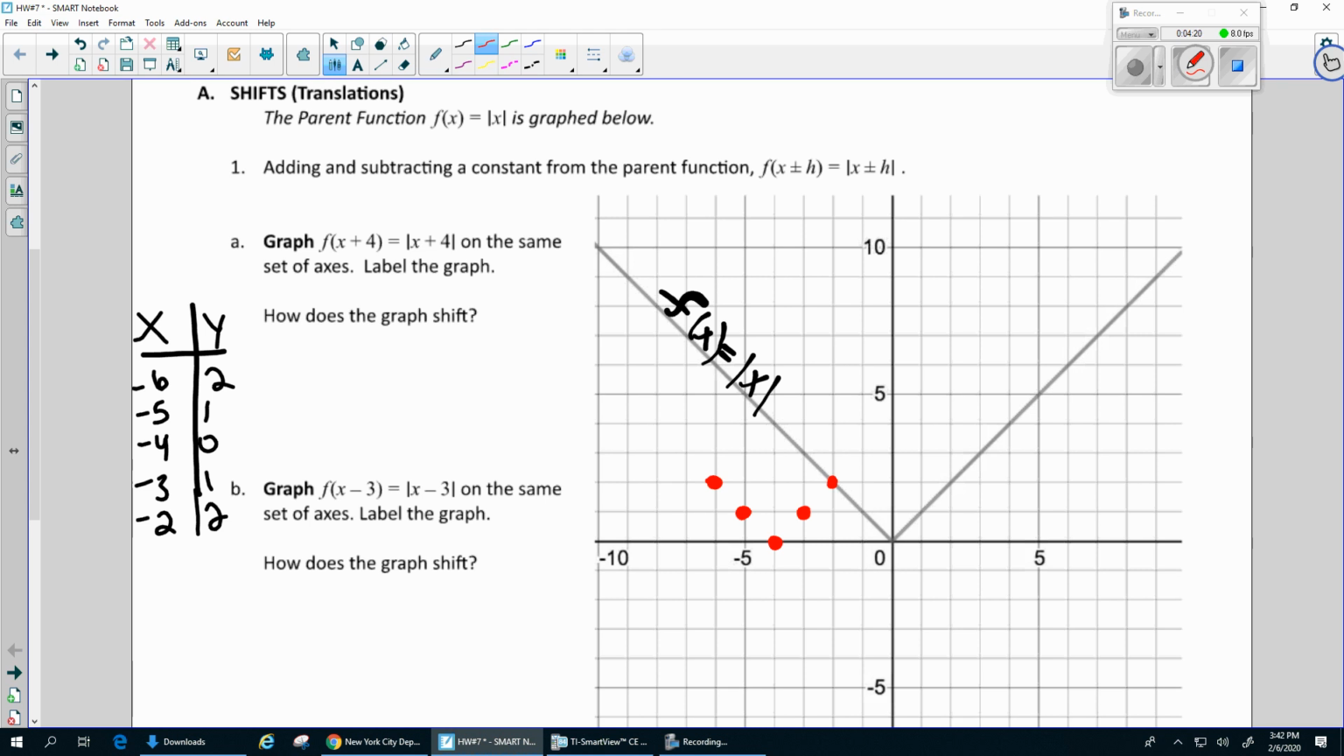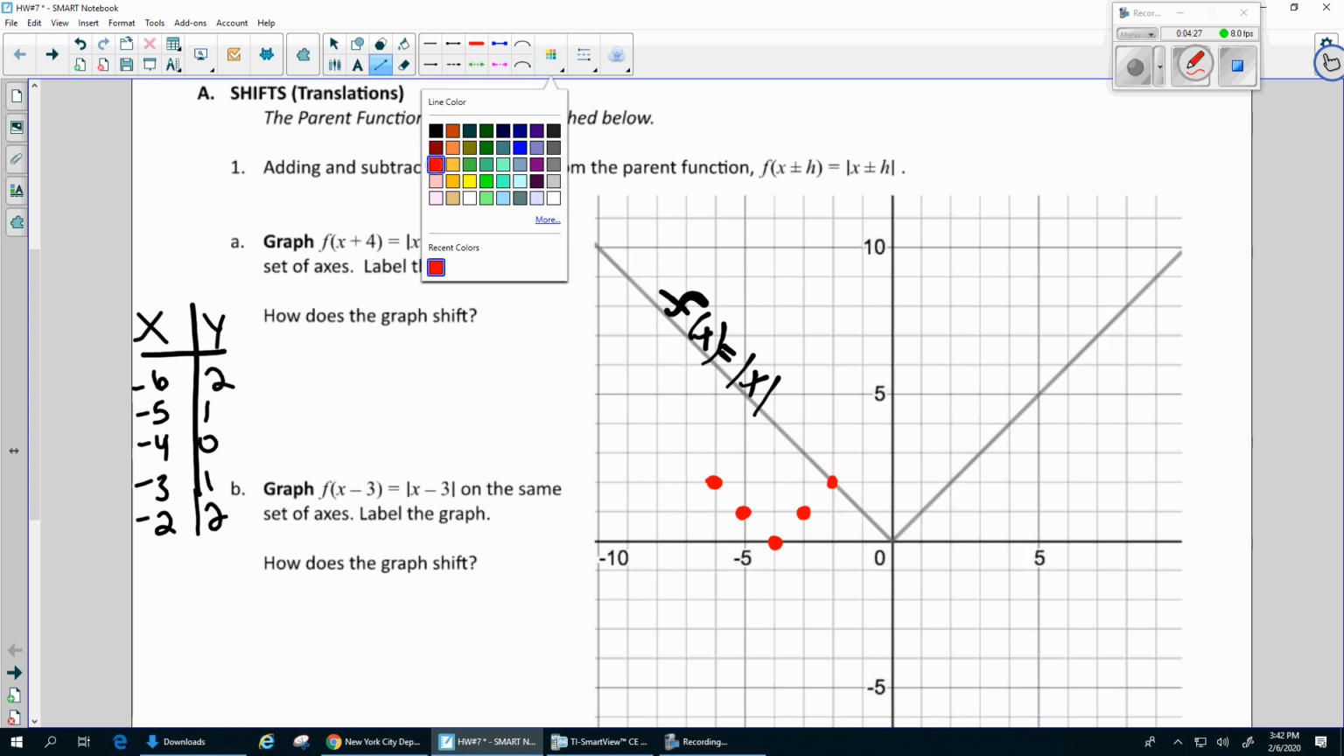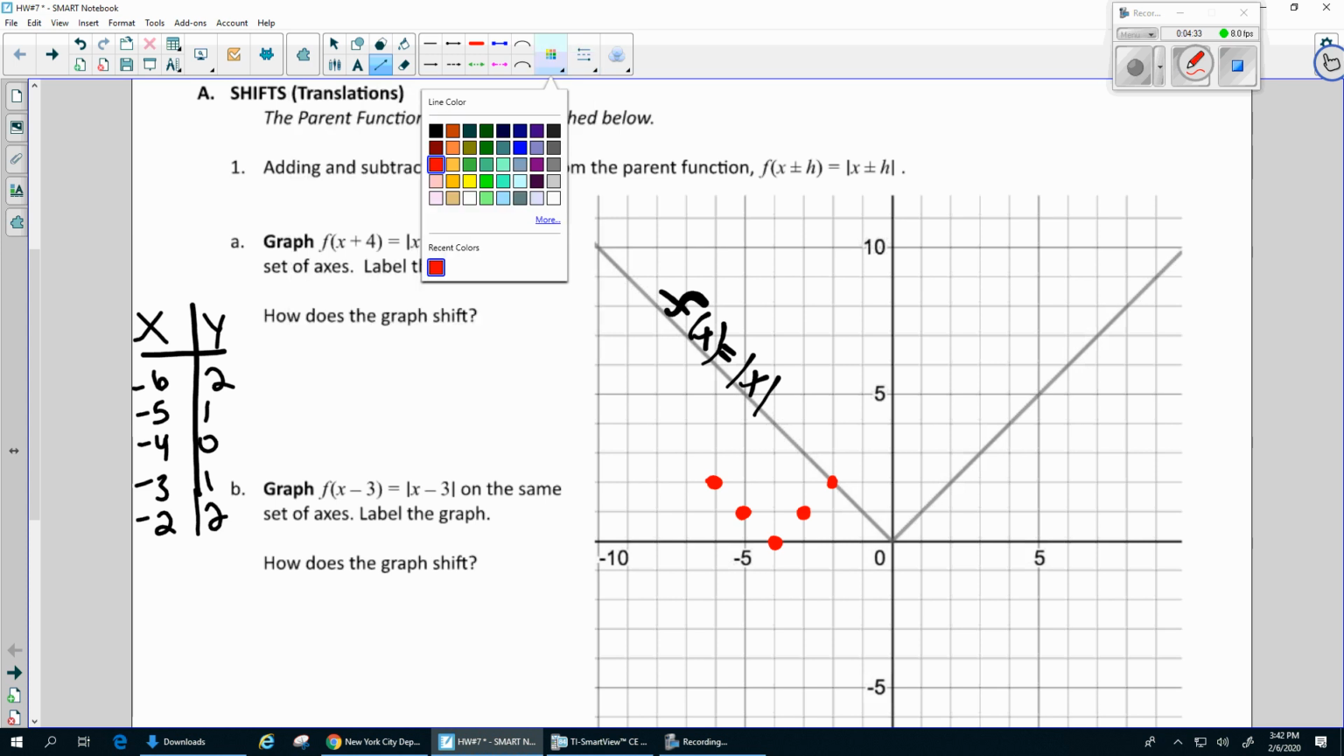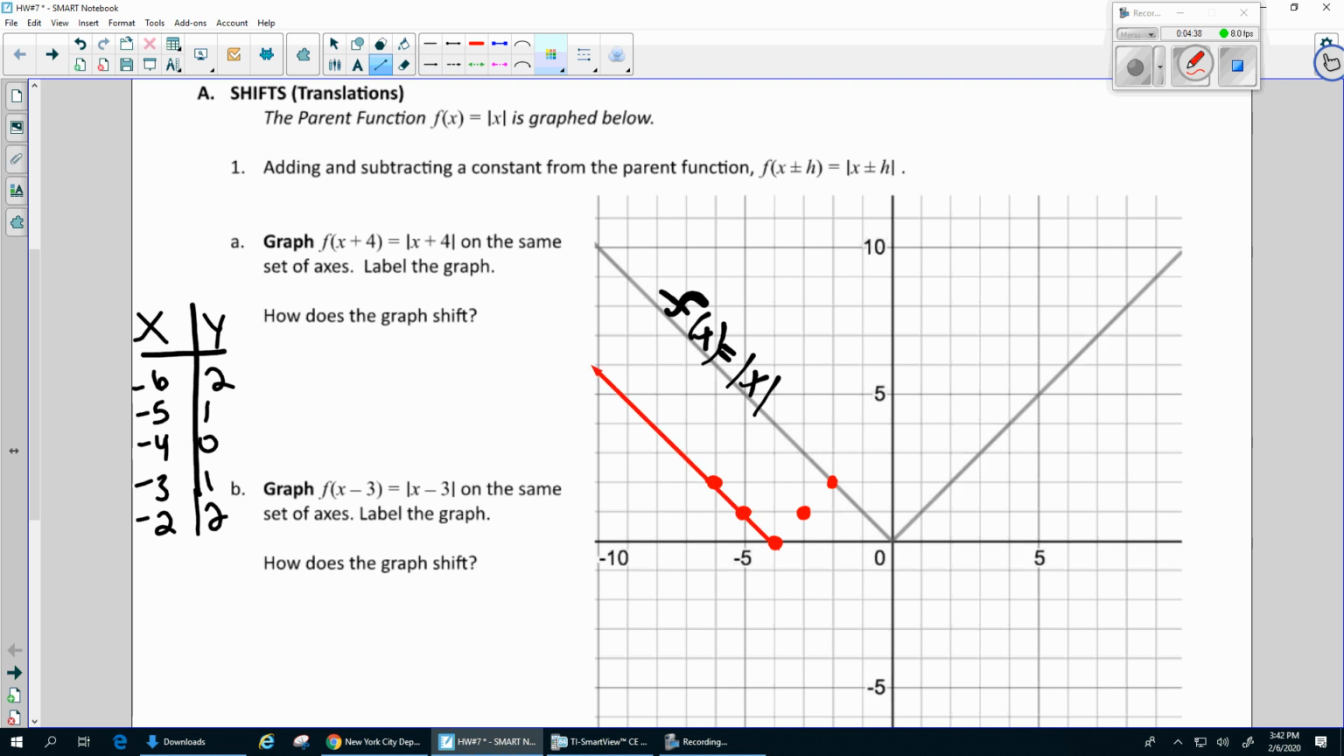Now I can continue to plot points, but I can also grab my straight edge and I can graph my absolute value function using 2 straight lines that pass through the points that I plotted and extend through the entire coordinate plane that we've provided you.